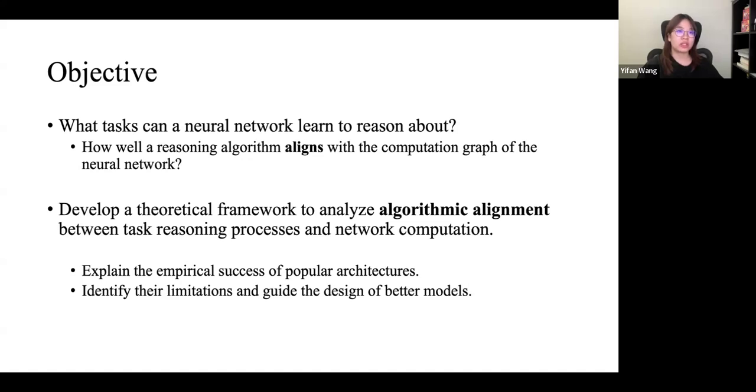To address this, the paper proposed a theoretical framework, algorithm alignment. This is a framework that explains why some networks generalize better than others, based on how their computational structure aligns with the reasoning tasks. In addition, this framework also helps to identify the limitations of current neural network structures, and it will provide guidance to design better models.